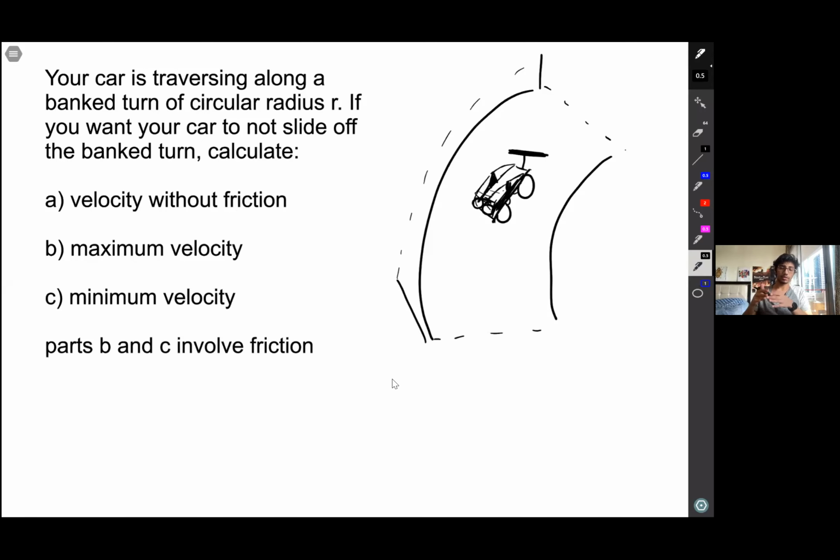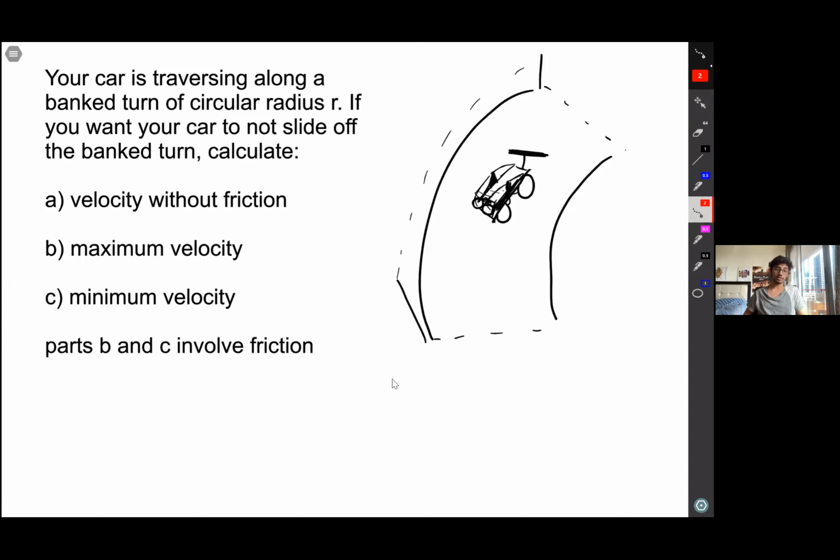Traversing along a bank turn of circular radius r. As the diagram shows here, if this is the bank turn, pretty bad circle, that would be the radius r. Now let's say you do not want your car to slide off the bank turn, because that would be quite unfortunate. Calculate the velocity without friction, then the maximum velocity and the minimum velocity, assuming that parts B and C involve friction. This is a very classic mechanics problem that involves circular motion.